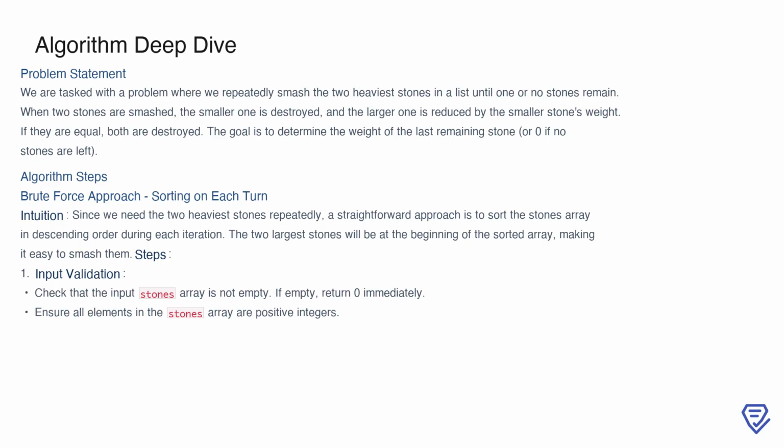The first step of the algorithm involves input validation. We check if the stones array is empty and return 0 immediately if it is. Additionally, we ensure that all elements in the stones array are positive integers, as negative or zero weights would not make sense in this context.